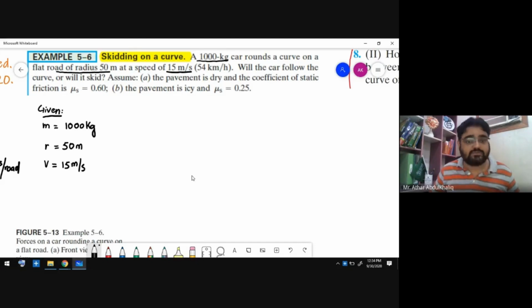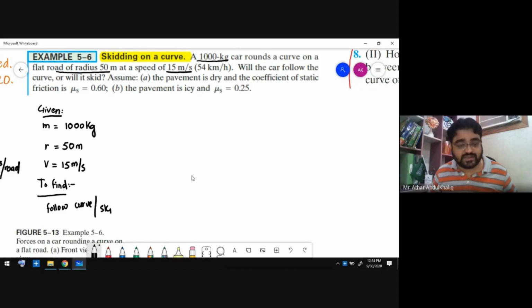Now the question, part A and B both are the same, but what is it saying? Will the car follow the curve or will it skid? Actually we are going to find, is the car going to take the turn or will it skid? It will follow the curve or skid. This is our question that we have to solve.